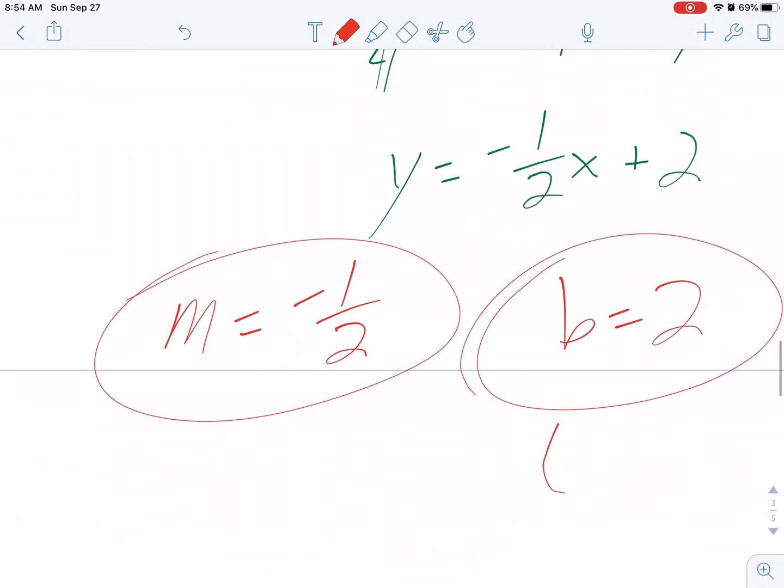But remember, MyMathLab might be really picky about that. The y-intercept should be written as an ordered pair, okay? Like that. So I'll do a couple examples of word problems here next, but I'll do that in the next video.